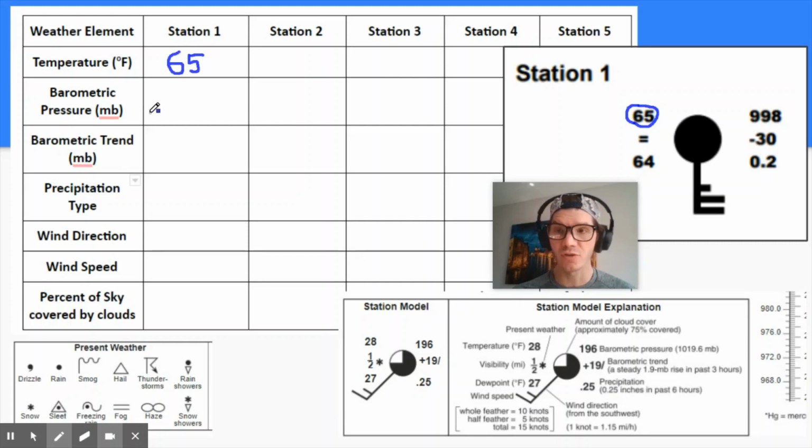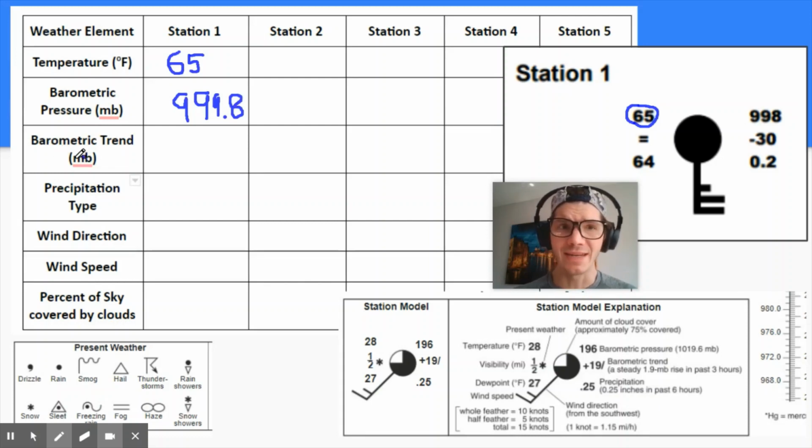The barometric pressure, remember we're going to have to do our abbreviation trick. So the barometric pressure is found here to the top right. I have 998. I'm going to copy that down. 998. And now I'm going to add a 9 to the front of the number because it's in between 500 and 999. So my barometric pressure, remember our decimal point goes in between the last two digits. So the barometric pressure in this station model is 999.8 millibars.